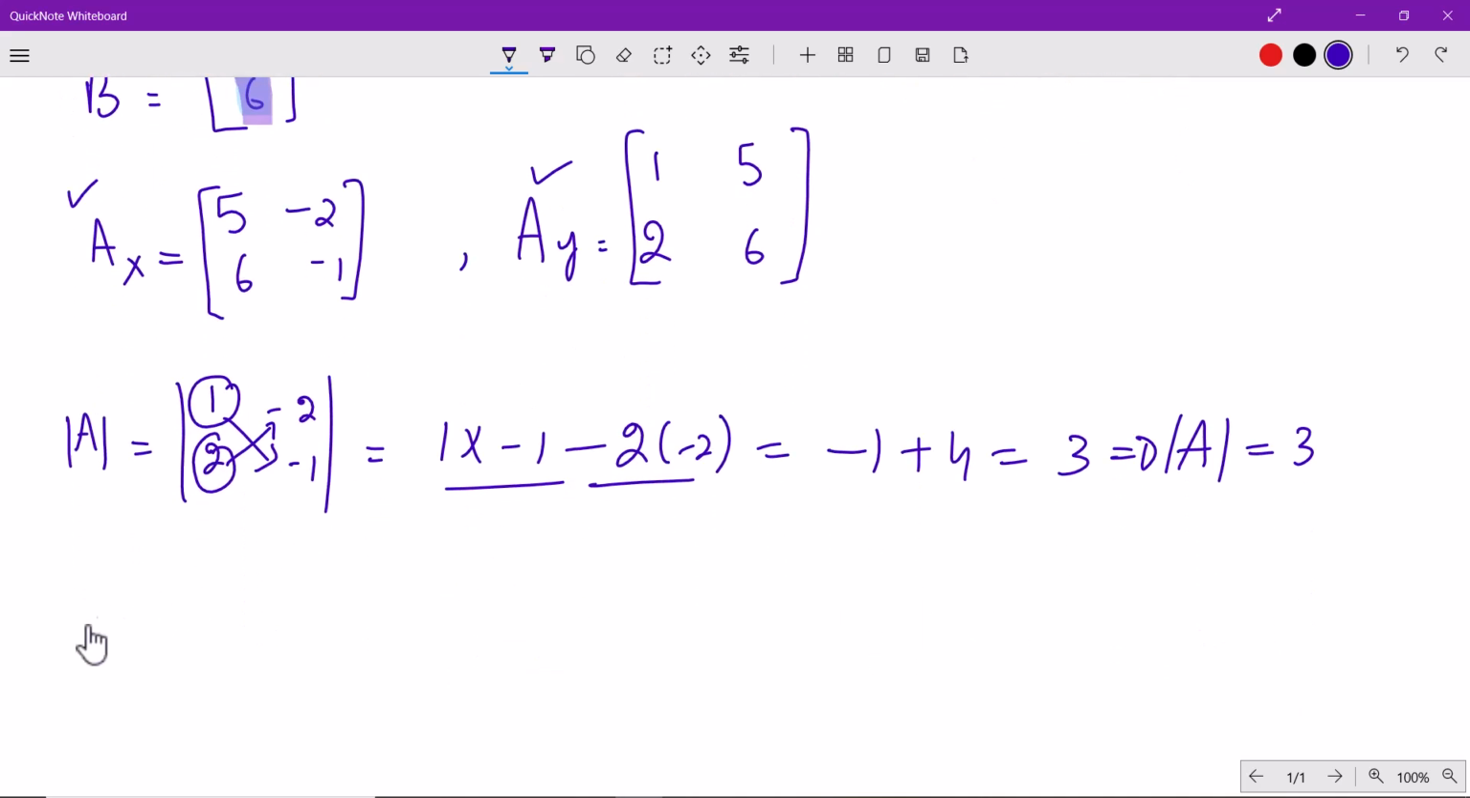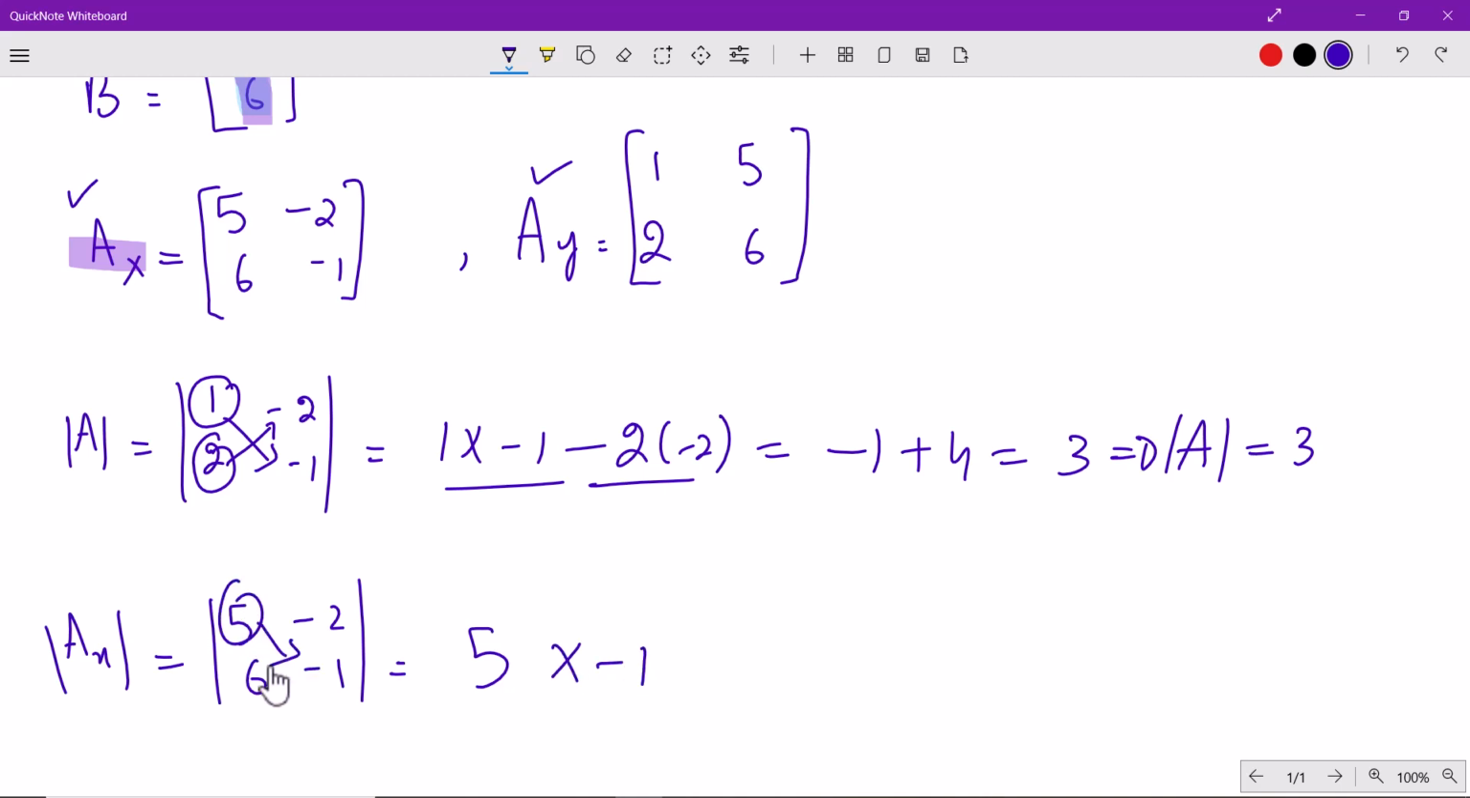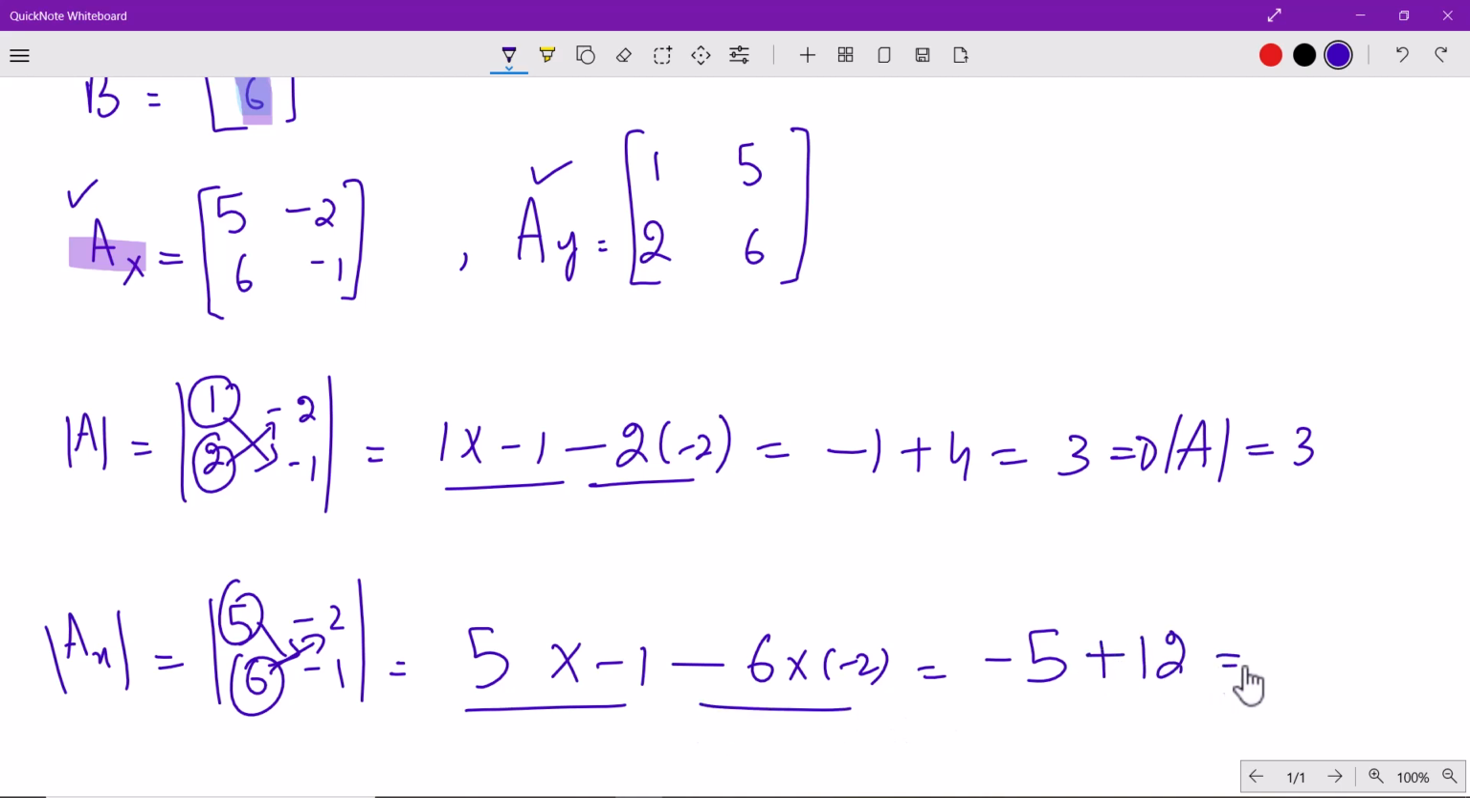Determinant of Ax is 5, 6, minus 2 and minus 1. So 5 multiply minus 1, minus minus 6 multiply minus 2. That is minus 5 and plus 12, which is equal to 7. So determinant of Ax is equal to 7.